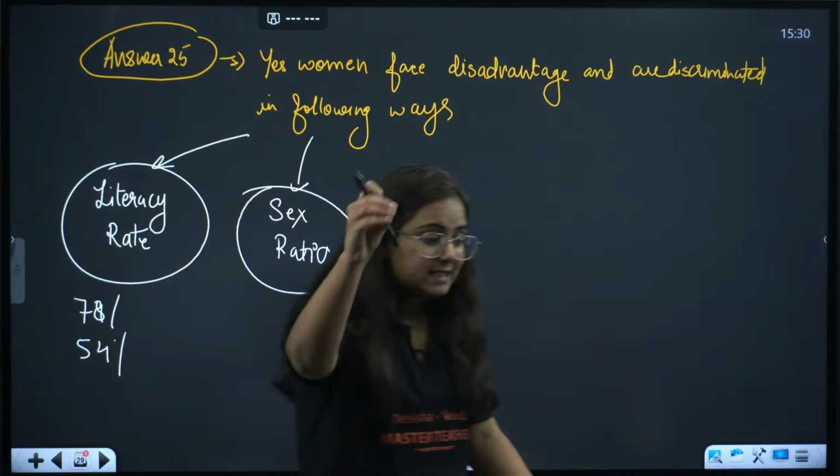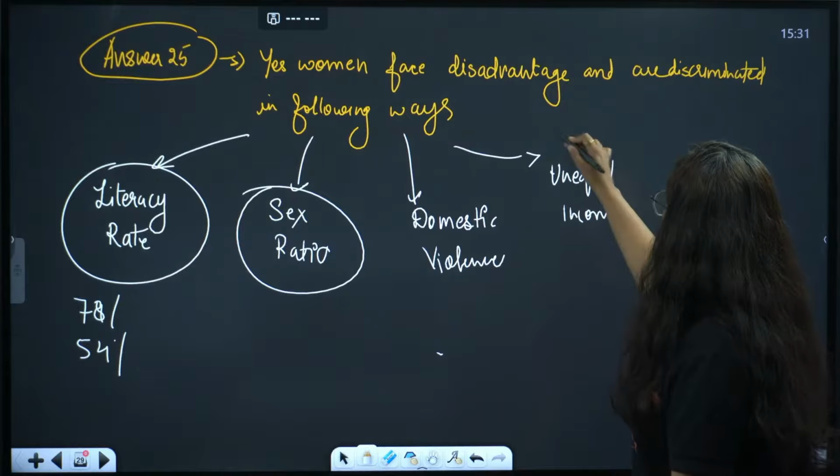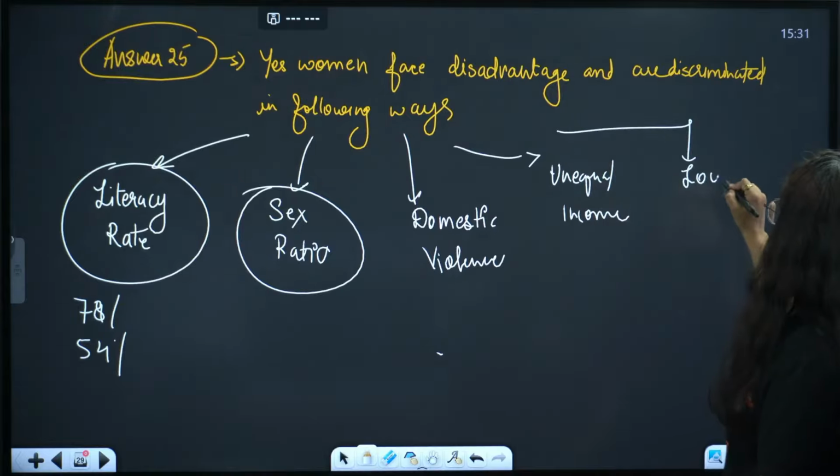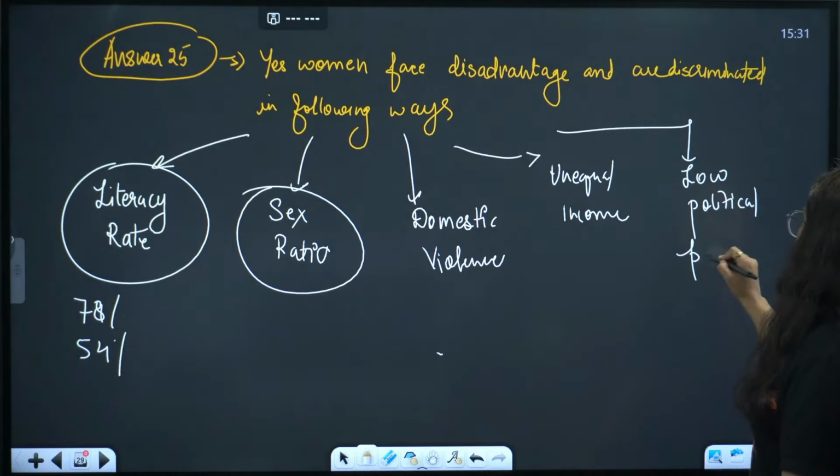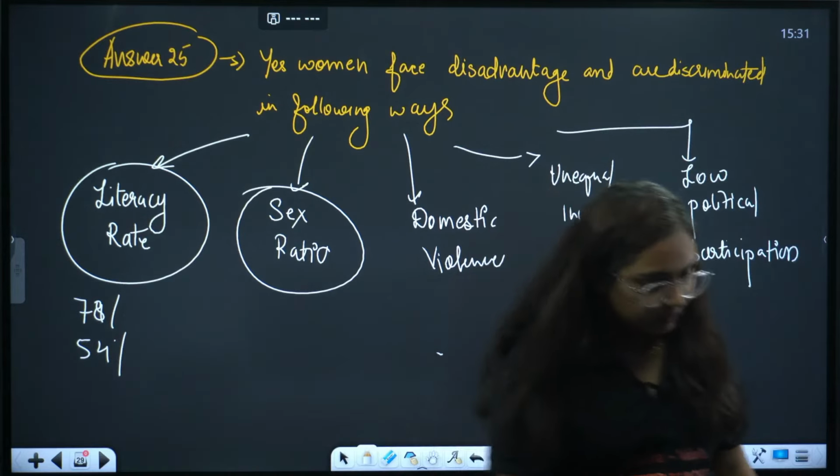It's because of sex selective abortions and many more things in India, the mythology, the superstitious things that were attached to it. Then we know about domestic violence. We know about what, my dear students? Yes, domestic violence. And then low or unequal income. Fine. And the 5th point can be low political participation. Low what? Political participation. Done? Will you be able to write this?